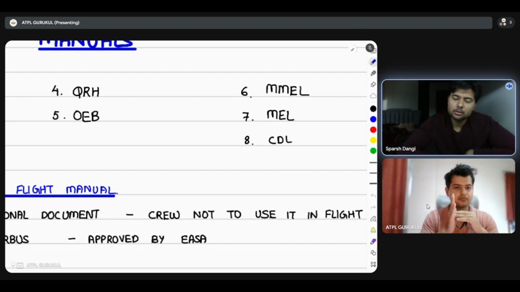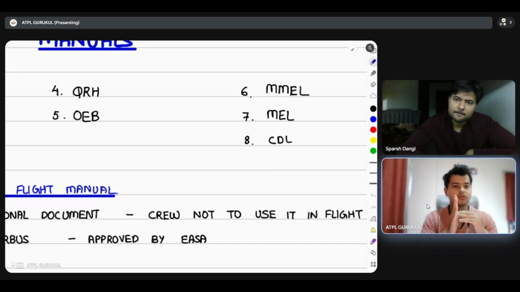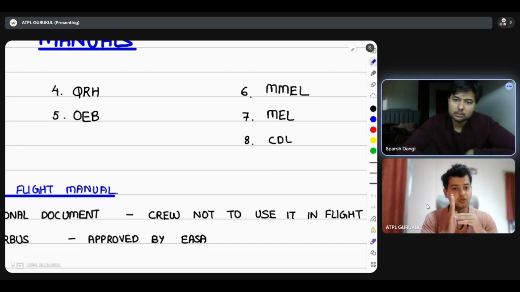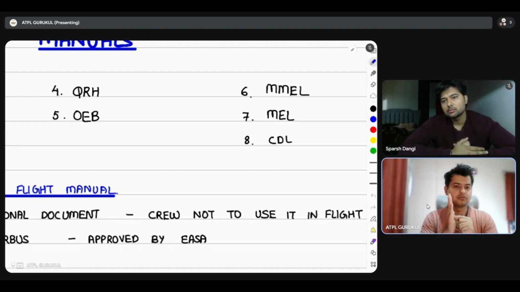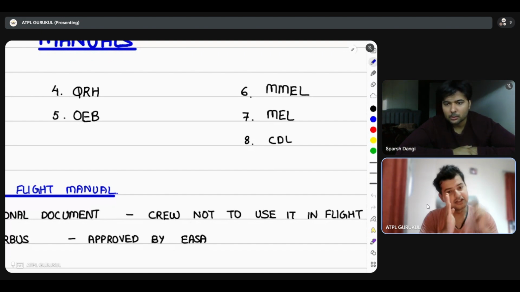Then I will not go. It's a go. That's exactly what I'm teaching. It's a go. It is a list of items which are allowed to be inoperative. Got it? It is a list of items which is allowed to be inoperative. If it is in the list, then I can go even without it.